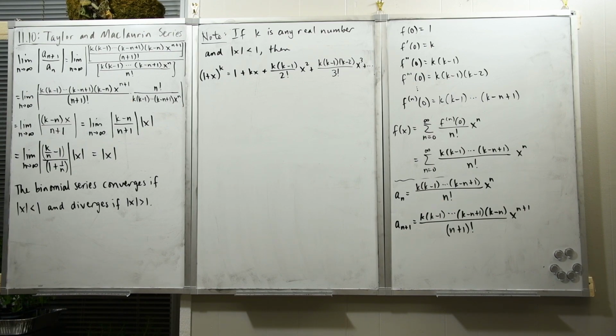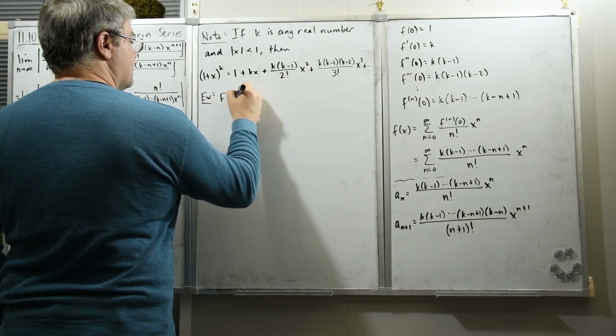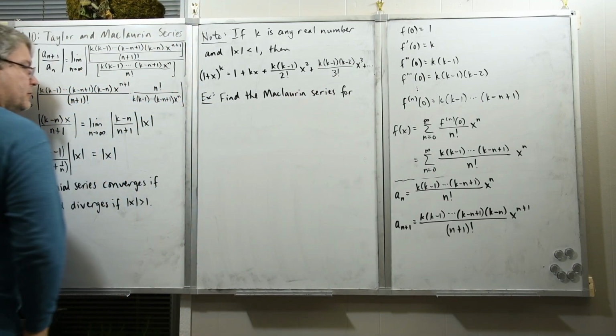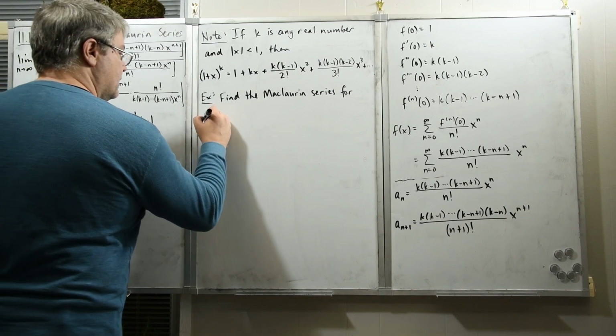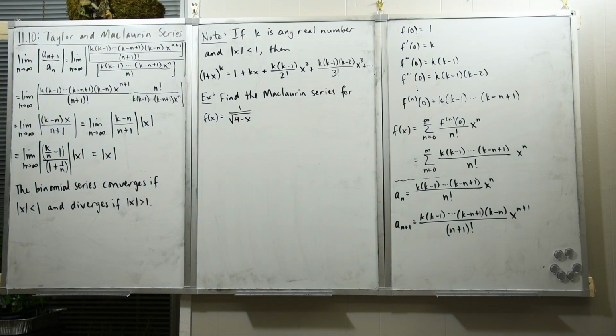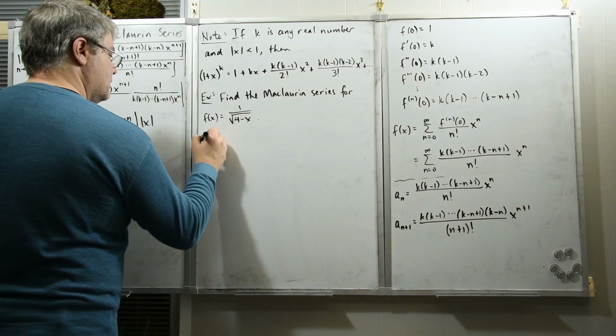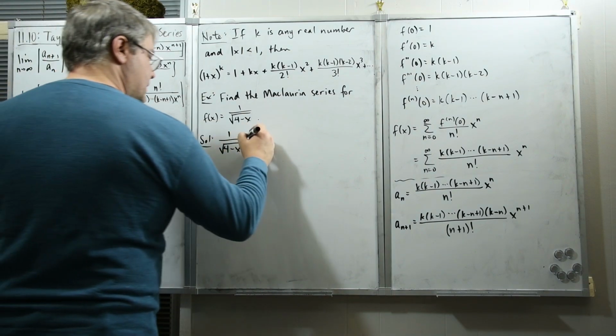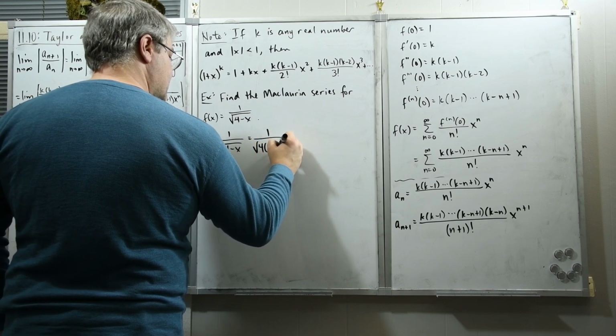All right, so let's take a look at the following example. We'll find the Maclaurin series for f of x equals 1 over the square root of 4 minus x. And so we think about how we can write this a bit differently. If you take a look at 1 over square root of 4 minus x, that's the same as 1 over the square root of 4 times 1 minus x over 4.